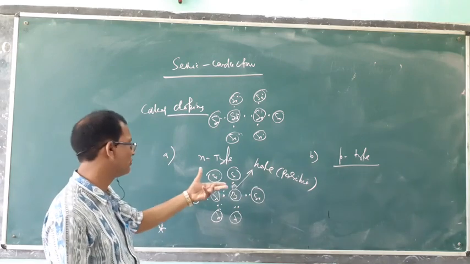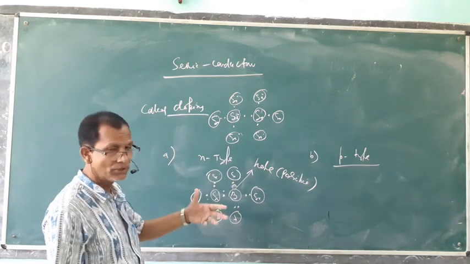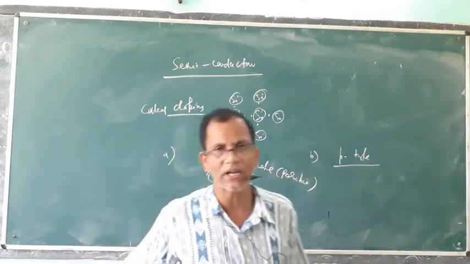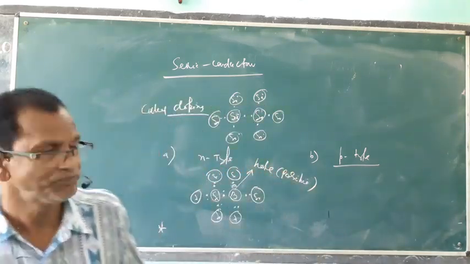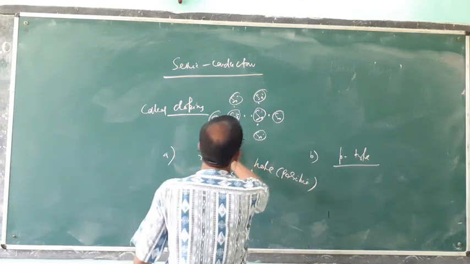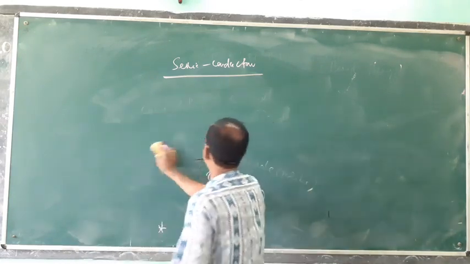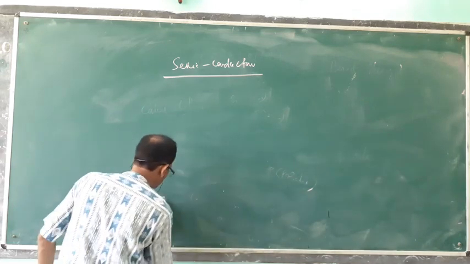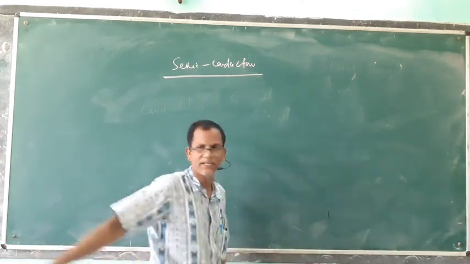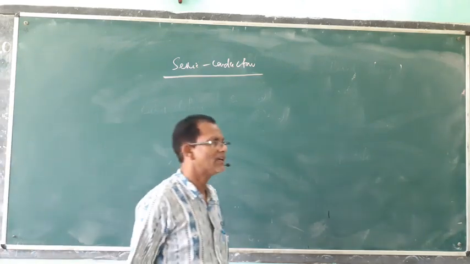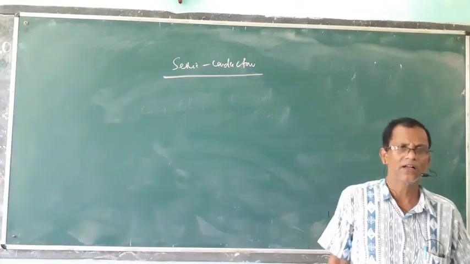Impurity defects are of two types; by using impurity defect we can produce n-type semiconductor and p-type semiconductor. Why are we forming semiconductors? Why are we making semiconductors from pure crystals or perfect crystals? Because a perfect crystal is a bad conductor. When we convert it to a semiconductor, it behaves as a conductor.